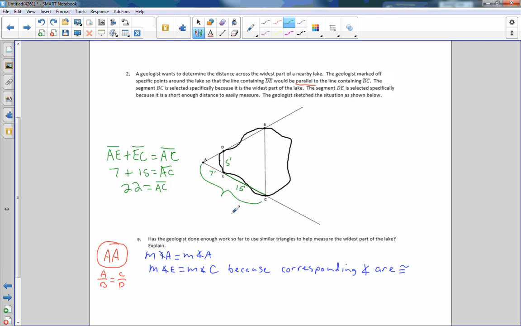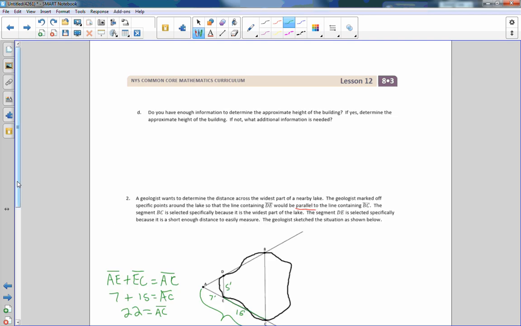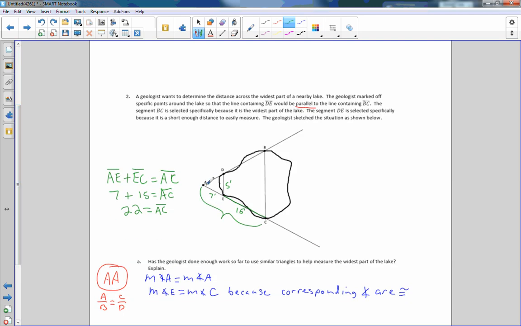Okay. Does she have enough information to complete the task? If so, determine the length across the widest part of the lake. If not, state what additional information is needed. So let's take a look. We have a little triangle where we know this side. We have a big triangle where we don't know this side, and that's what we're trying to find. We have a little triangle, we know this side. We have a big triangle where we know this side. So yes, we have enough information.